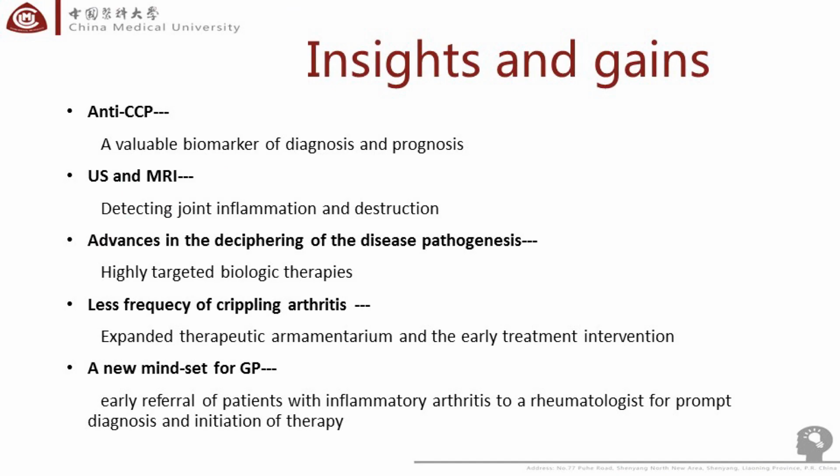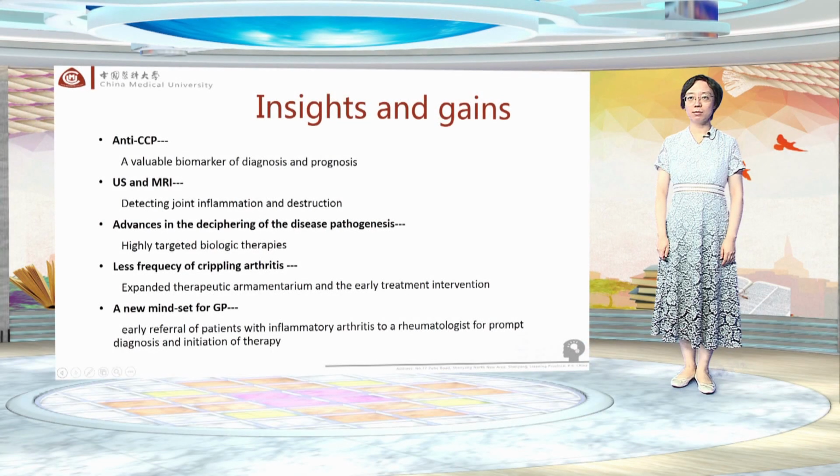In the past 2 decades, a wealth of basic and clinical research has achieved great development. We have gained lots of insights on the diagnosis and management of RA. Serum antibodies to CCP are routinely used along with rheumatoid factor as a valuable biomarker of diagnosis and prognosis. Advances in imaging modalities such as ultrasound and MRI have improved our ability to detect joint inflammation and destruction.